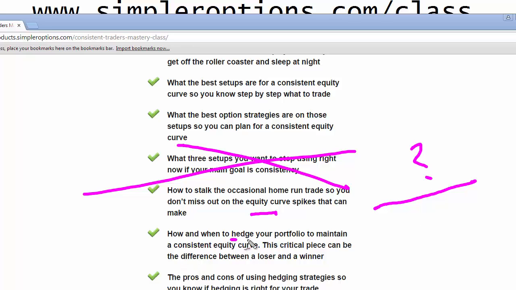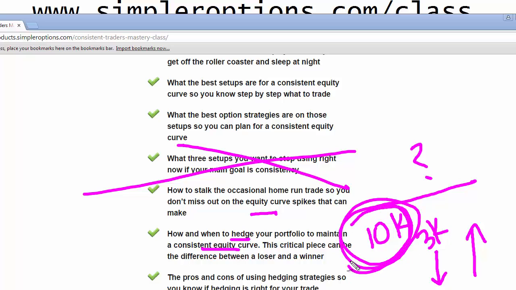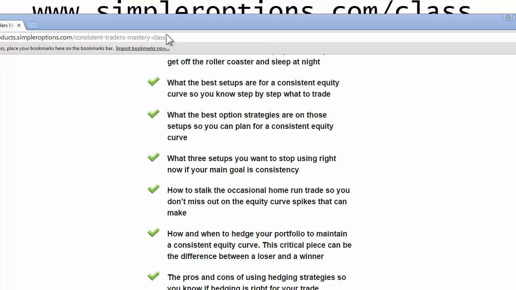How and when to hedge your portfolio to maintain a consistent equity curve. The key with this is, if you've got a balance of $10,000 and you've got $3,000 worth of exposure, and the market falls out of bed, how can you hedge in such a way so that when your positions are falling apart, your hedge is going up so that your net liquidating value doesn't really change? That's the genius of hedging and the magic of consistency. The pros and cons of using those strategies.